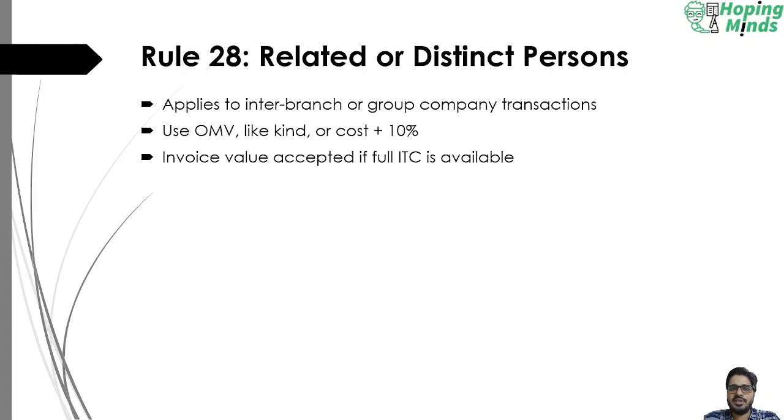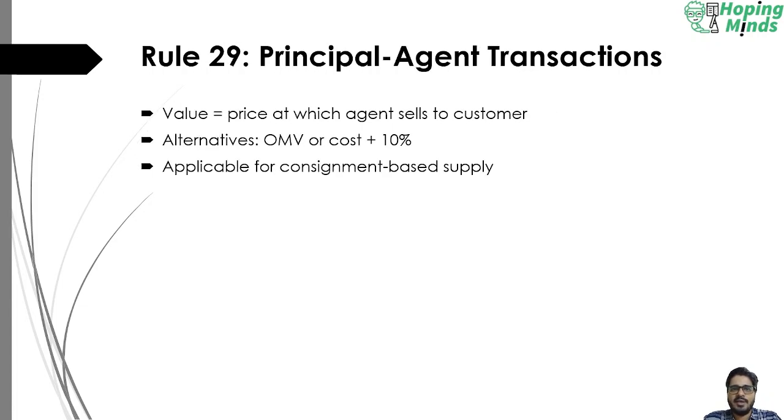Related or distinct person, we have already covered this. Then principal agent transaction. Rule 29 deals with principal agent transaction. Similar to Rule 28, using open market value or 90% of the agent's selling price to an unrelated customer is the value of supply. For example, a principal supplying groundnuts to an agent can value the supply at the similar price charged by another supplier to the agent or 90% of the agent's selling price.